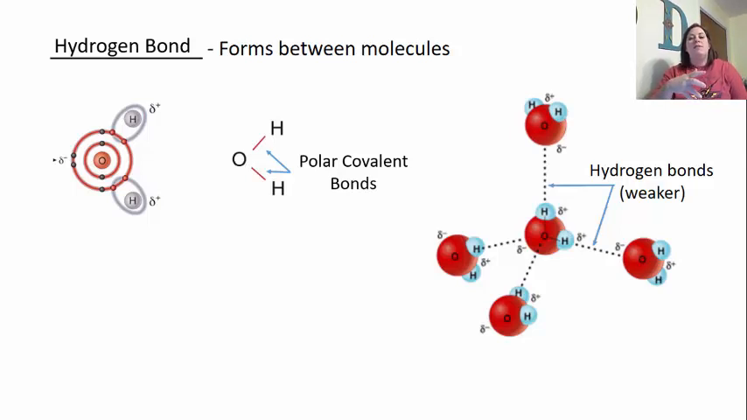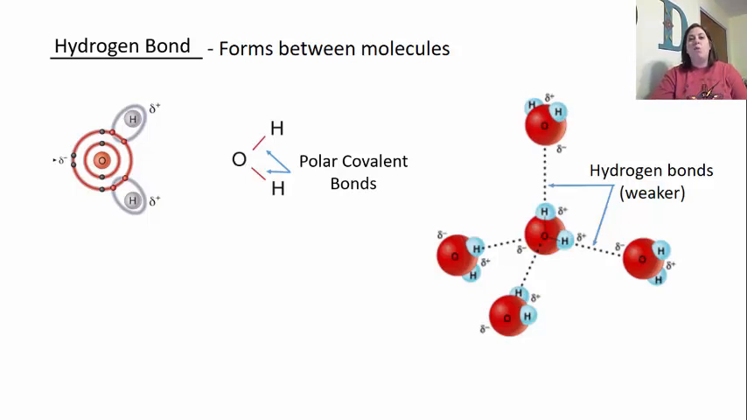I give the example of when a couple gets divorced and they have kids. The kids may spend 6 months with one parent and 6 months with the other parent. That would be considered a non-polar covalent bond. They're spending the same amount of time together. That's normally not the case. What happens is they may spend 9 months with one parent and only 3 months with the other. It's not equal, and that's what happens with a polar covalent bond.